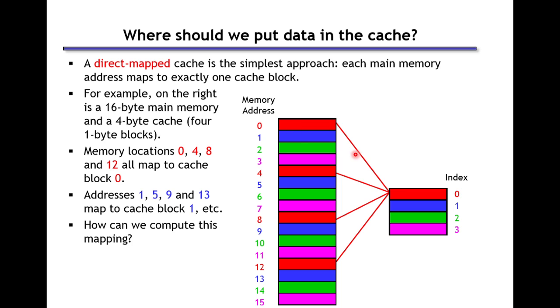If you observe here, memory locations 0, 4, 8, 12, marked with color red, all map to cache block 0. Similarly, addresses 1, 5, 9, 13 map to cache block 1, in blue color. But how have we computed this?